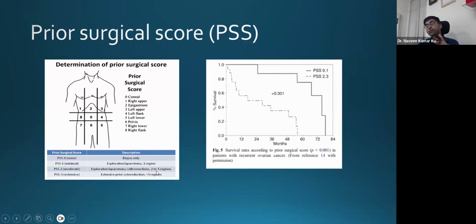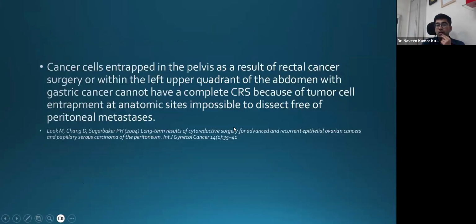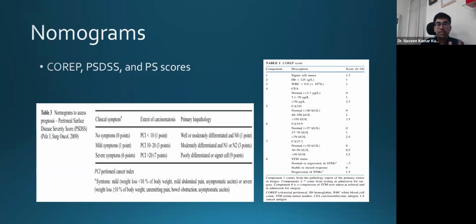So you can see that if previously a more extensive kind of surgery was done, say PSS 2 or 3, then the survival is comparatively lower. Basically, the more the surgery, the more the adhesions, and it has been found in studies that cancer cells get entrapped in the pelvis. If suppose a rectal procedure is done, or there is some gastric CA, metastatic gastric CA, then in the left upper quadrant, we are not able to do a complete cytoreduction. This is because of tumor cell entrapment. So again, this score also guides us in planning a patient for a CRS HIPEC.